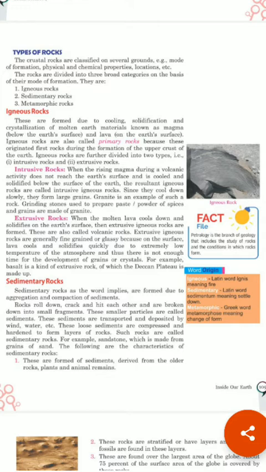Intrusive rocks. When the rising magma during a volcanic activity does not reach the earth's surface and is cooled and solidified below the surface of the earth, the resulting rocks are called intrusive igneous rocks. For example, granite.